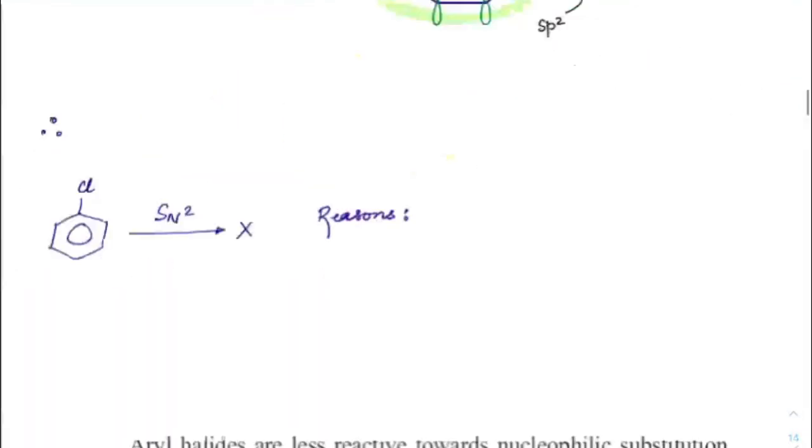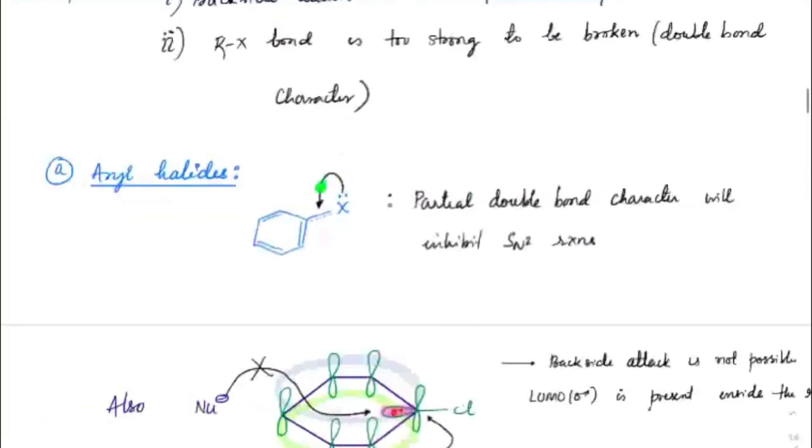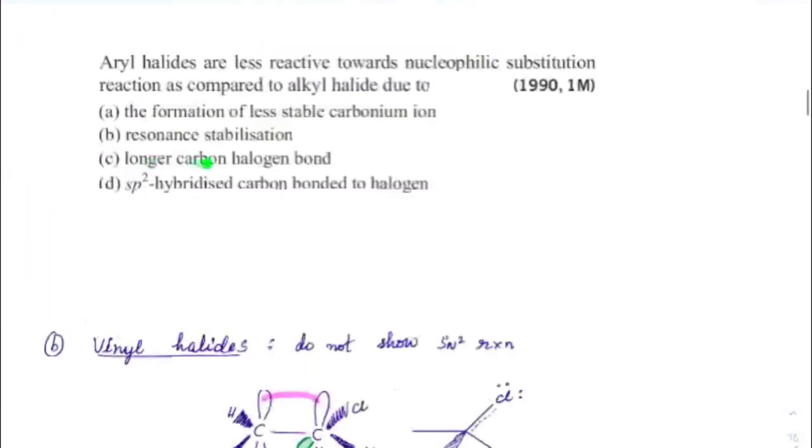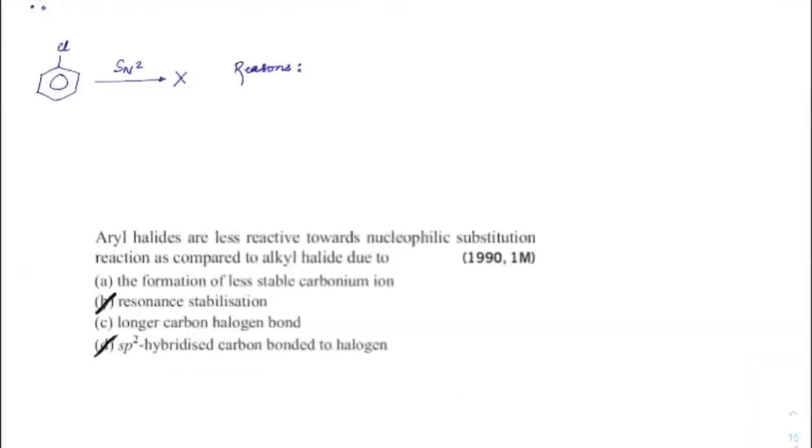There was a similar question asked in JEE 1990, where it was asked: aryl halides are less reactive towards nucleophilic substitution reactions as compared to alkyl halides due to. Now if you observe, formation of less stable carbocation, no, there is no carbocation forming here. Resonance stabilization, yes, because of this resonance only there is a partial double bond character that has arisen. Longer carbon-halogen bond, no. sp2 hybridized carbon bond, yes. So actually these are the two reasons because of which this nucleophilic substitution is not happening.